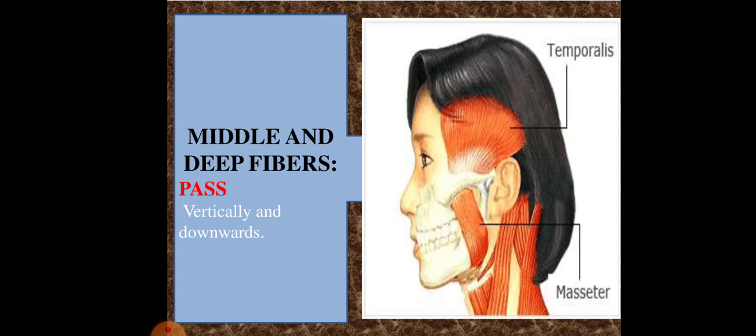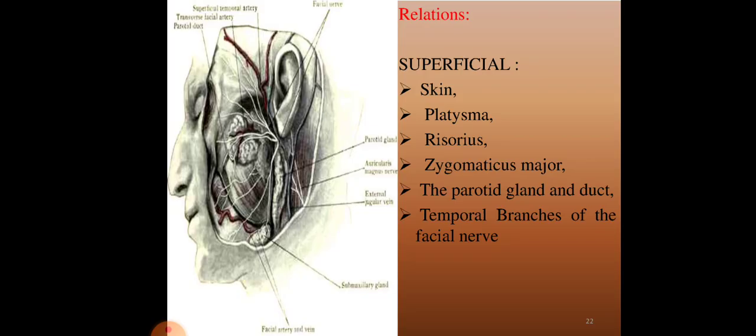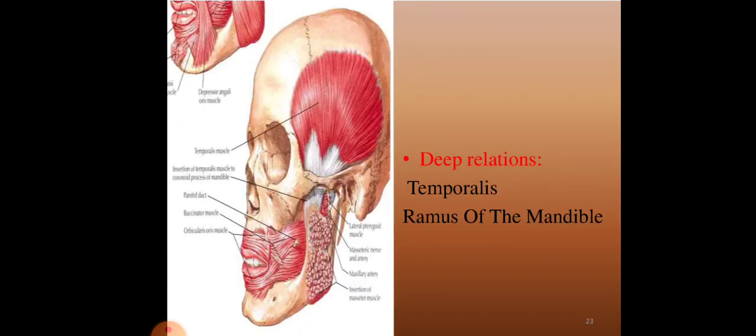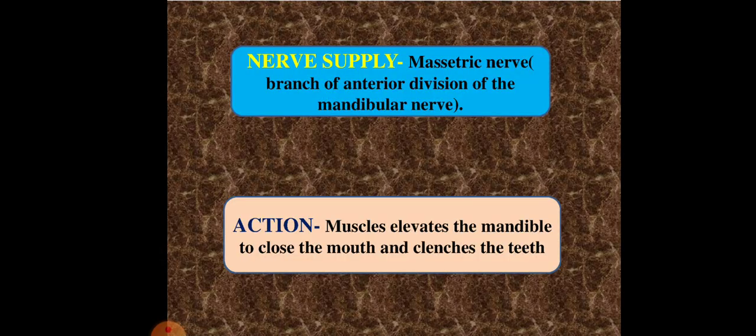Then the middle and deep fibers pass vertically downwards. Now the relations of the masseter. Superficially we have the skin, platysma, risorius, zygomaticus major, the parotid gland and duct, and temporal branches of the facial nerve. Deep to the masseter we find the temporalis muscle and the ramus of the mandible.